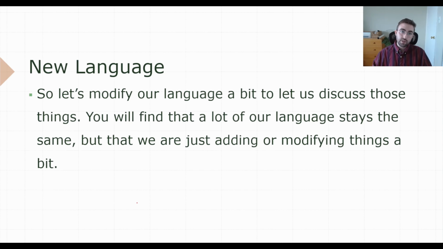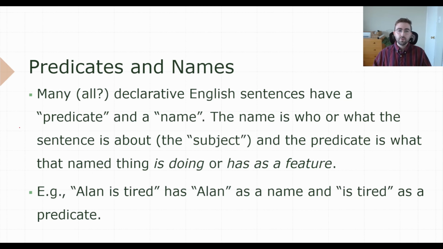So as we develop this new language, you'll find that a lot of things stay the same. We're just kind of modifying or adding things a little bit, but a lot of stuff stays the same. So first we need predicates and names. So many declarative English sentences have a predicate and a name, or a predicate and a subject, as you might have heard it called. The name is who or what the sentence is about. So it's what the whole sentence or the whole claim is about. It's the subject of the sentence. And the predicate is what that named thing is doing or has as a feature. It's what we're saying about the subject, about the name.